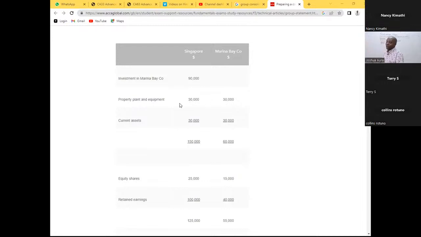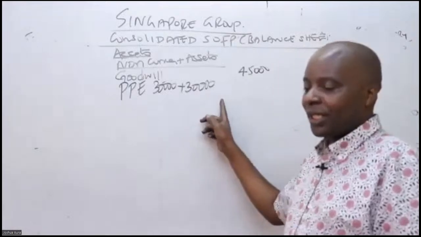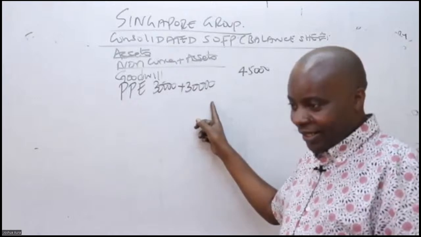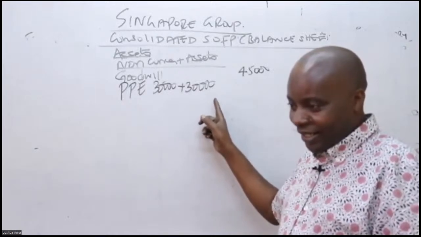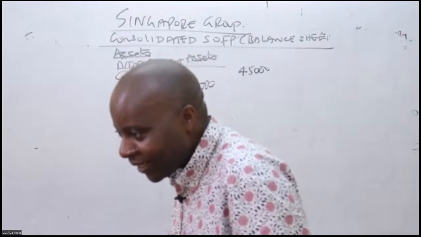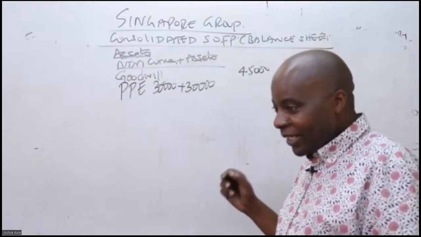So consolidation is about adding together. So we have here 30,000 plus 30,000. I would want to see whether there is anybody who is able to remember something here. Is there anything else, do you think, we shall add to this? There was some revaluation, isn't it? Fair value adjustment, isn't it?